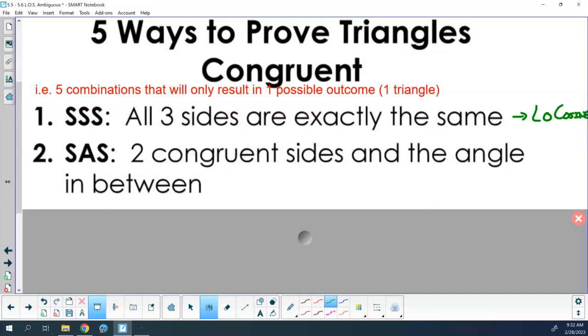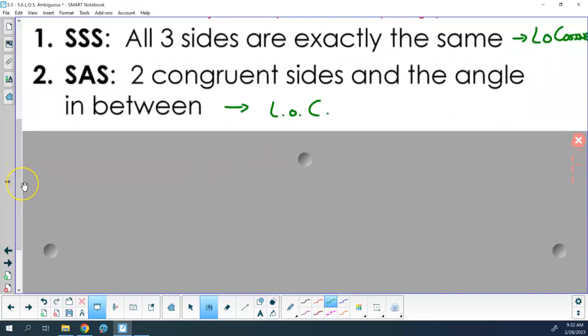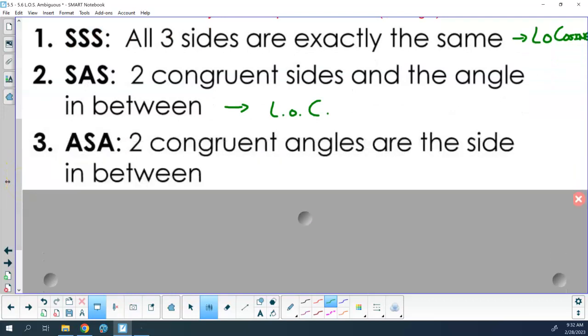So if we have a side or two consecutive sides and the angle in between them, that's also only going to produce 1 triangle. But this also is going to give us a law of cosines case. So that one's going to be later on too. Okay. The next one is angle side angle.